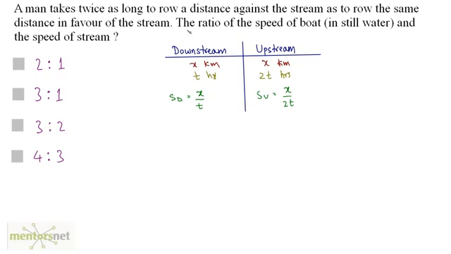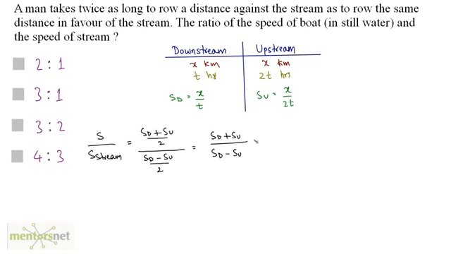Now let us get to what is asked. The ratio of the speed of the boat in still water and the speed of the stream. So what is asked is S by S stream. Now we know the formulas. The speed of the boat in still water is equal to the downstream speed plus the upstream speed by 2, divided by the speed of the stream, which is equal to the downstream speed minus the upstream speed by 2. So what remains is SD plus SU upon SD minus SU.